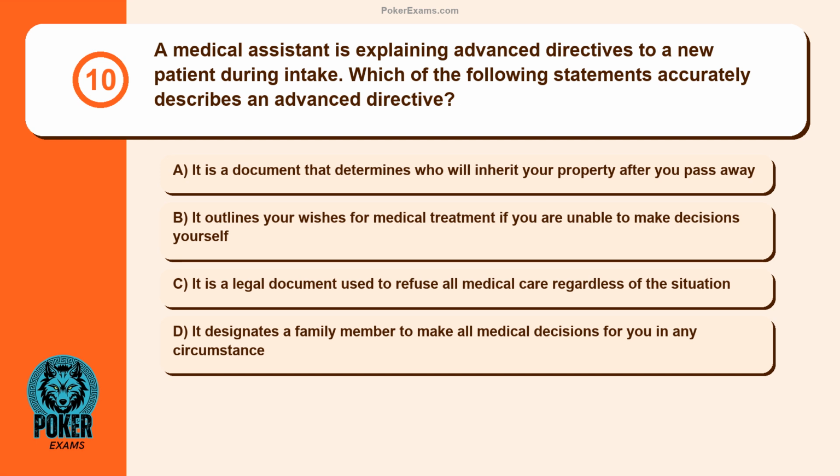Question 10. A medical assistant is explaining advanced directives to a new patient during intake. Which of the following statements accurately describes an advanced directive? It is a document that determines who will inherit your property after you pass away. It outlines your wishes for medical treatment if you are unable to make decisions yourself. It is a legal document used to refuse all medical care regardless of the situation. It designates a family member to make all medical decisions for you in any circumstance.